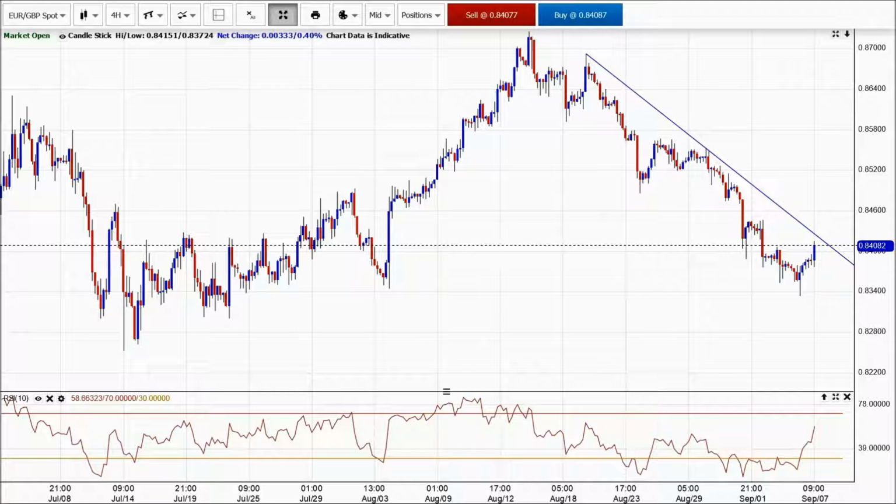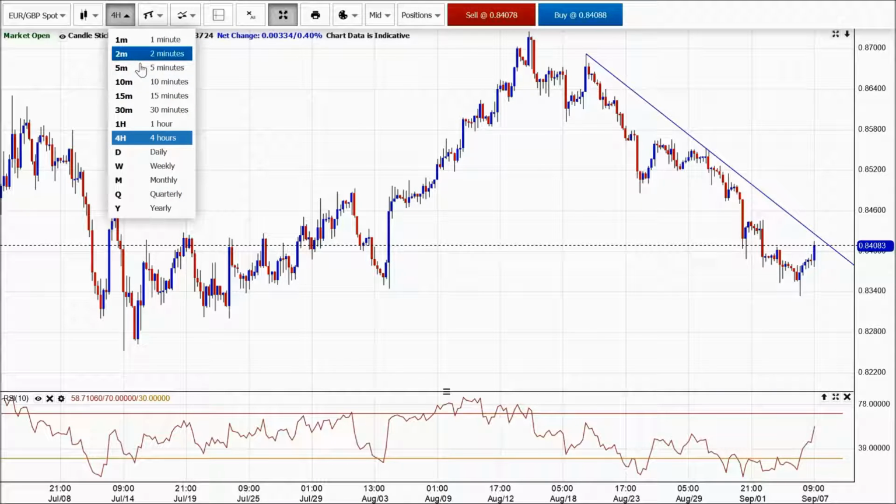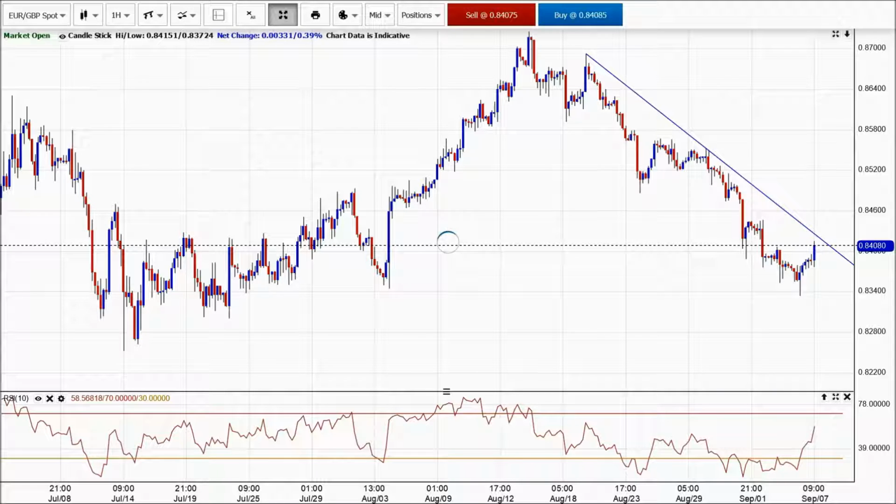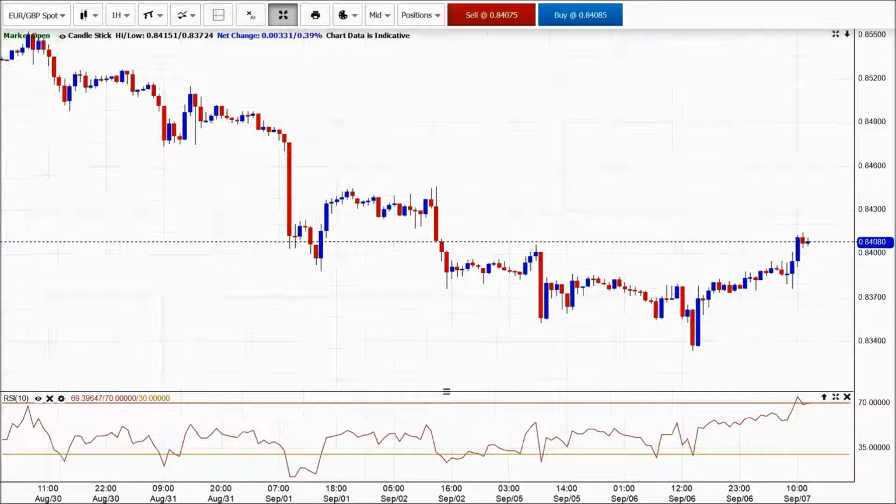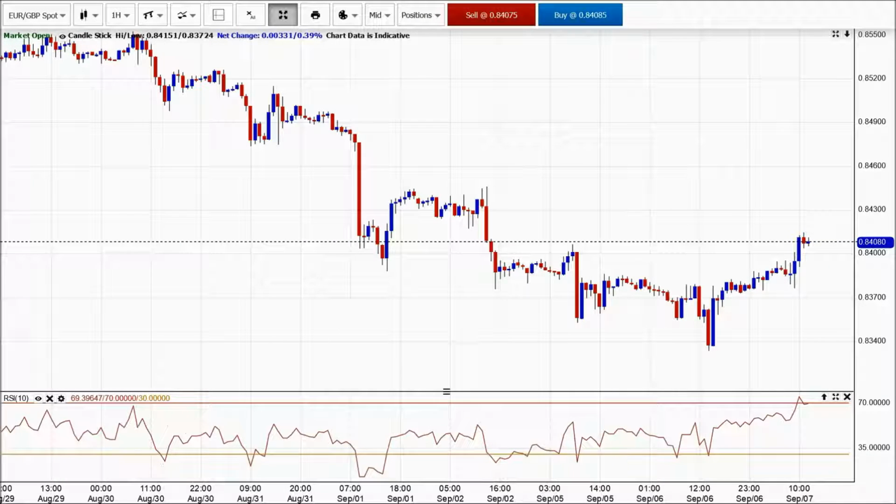But this morning, it did break through Tuesday's high, and I think in the last hour or so, it's broken through Monday's high. So it's interesting. I think we're seeing a show of strength in euro sterling. Don't get me wrong, it's only early days, but here it is on an hourly chart, and you can see the moves a bit better.